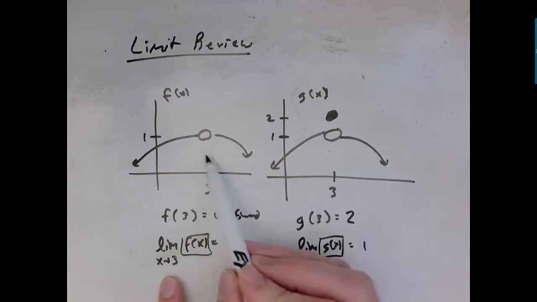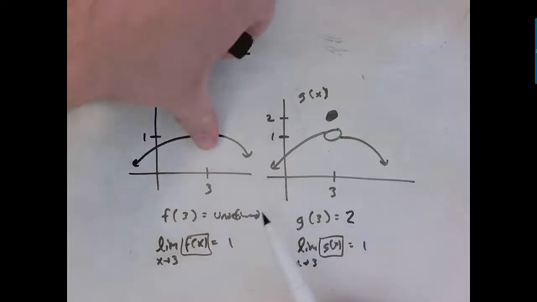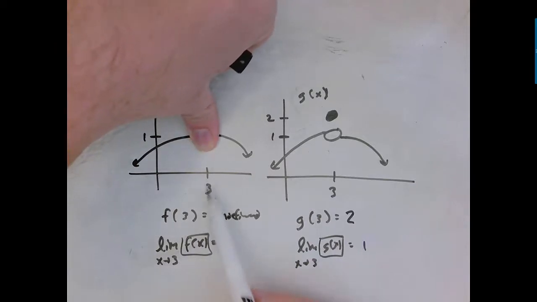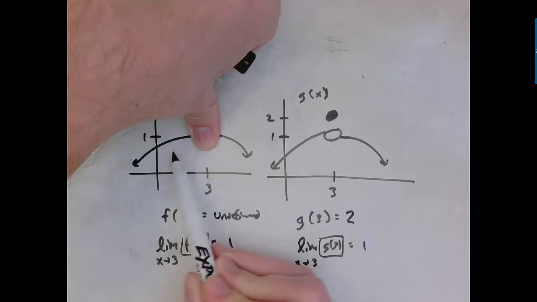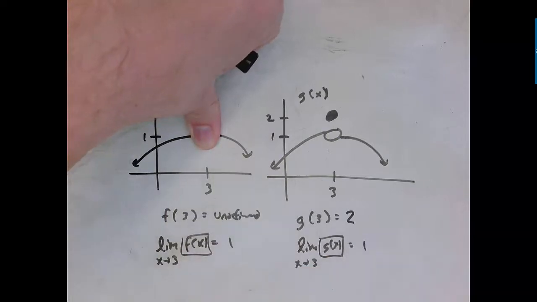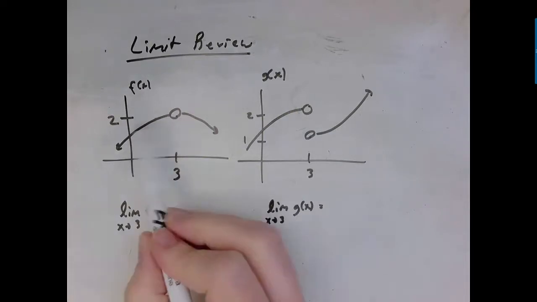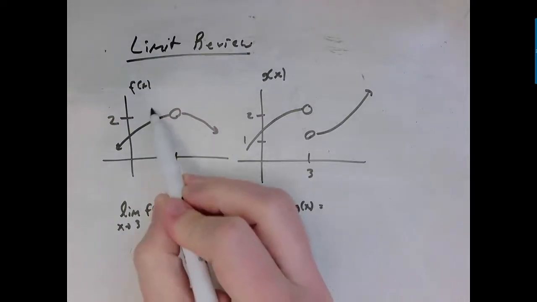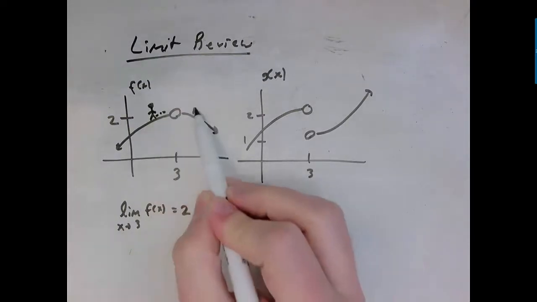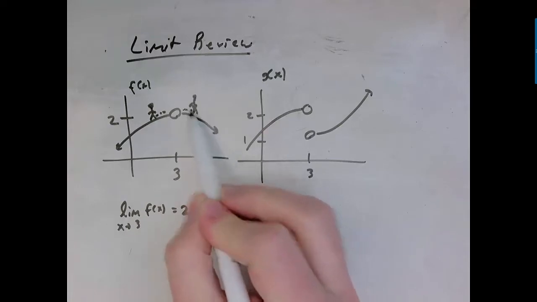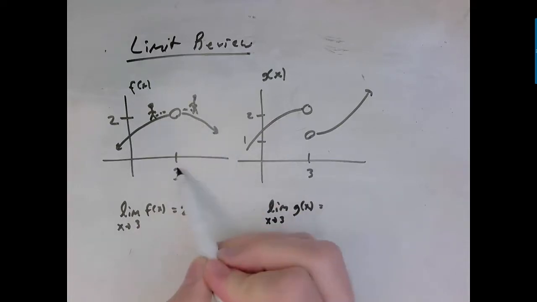But notice that we don't care what happens when we actually get there. So in your imagination, you don't actually know what's happening at x equals 3. You just want to know where are the y values headed as you get closer to 3 from both sides. Something else you know is that in order for the limit to be defined, the left and the right-hand limits have to be equal. So in this case, the limit as x approaches 3 of f of x equals 2, because the y values from the left and the y values from the right are headed towards the same y value. They're both headed towards 2.